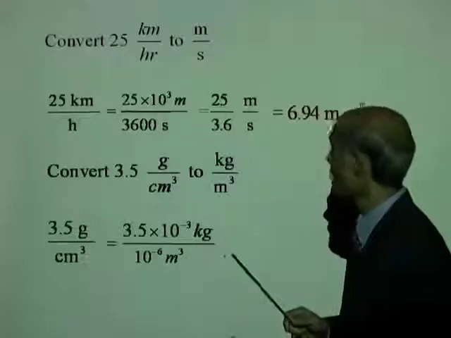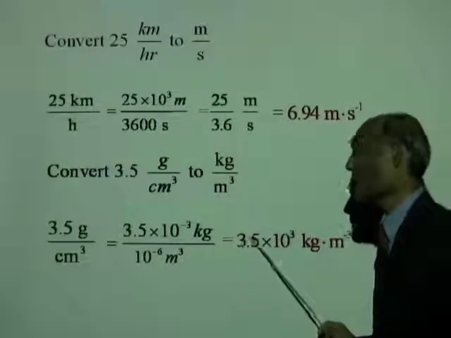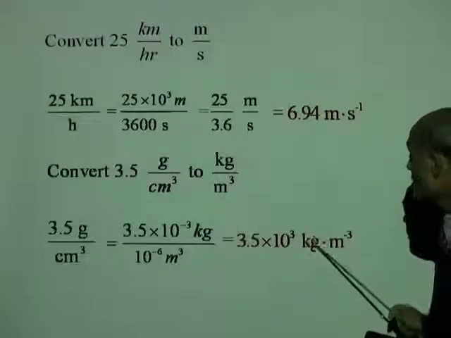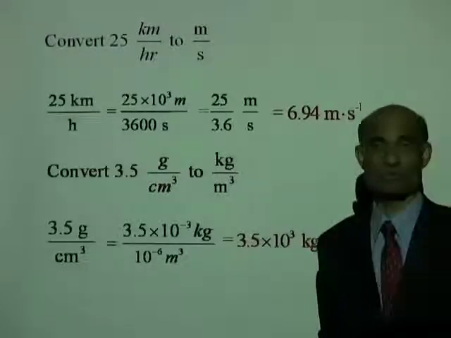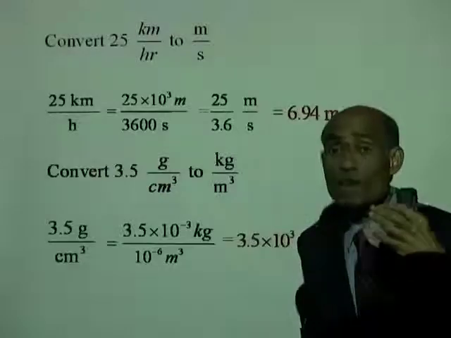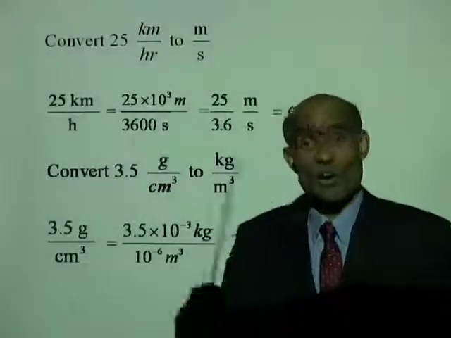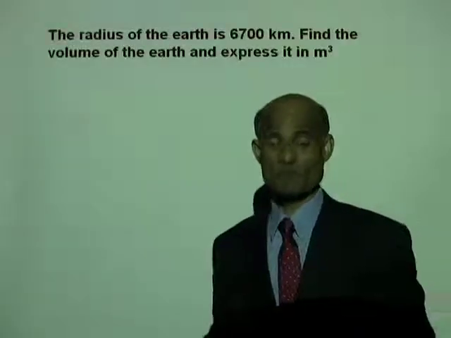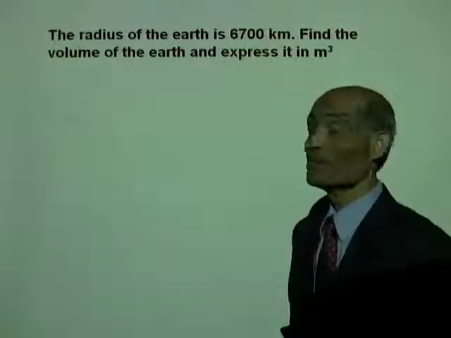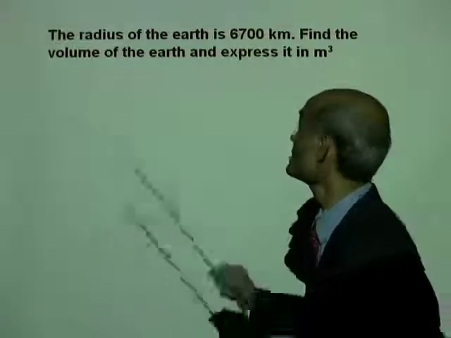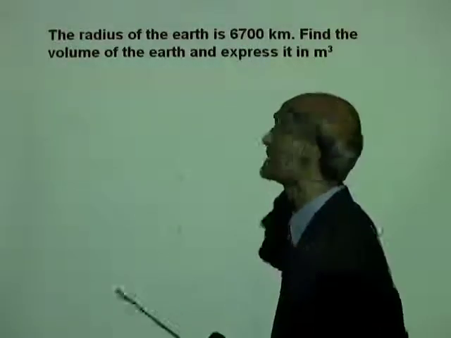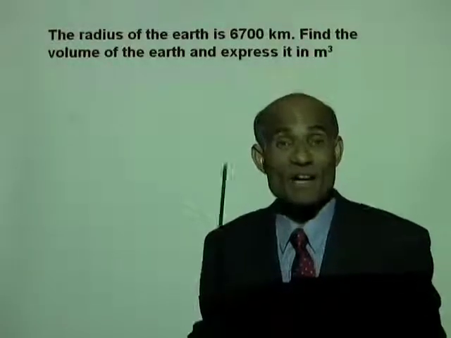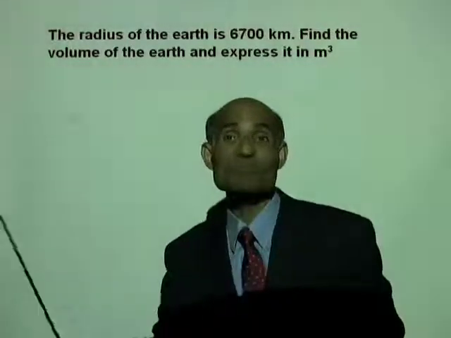And when you simplify this, what do you get? That will be 3.5 times 10 to the 3 kilogram per meter cube. So you must be well versed in the art of converting units like this. Okay, let's do a simple problem. The radius of the Earth is 6,700 kilometers. Find the volume of the Earth and express it in cubic meter.